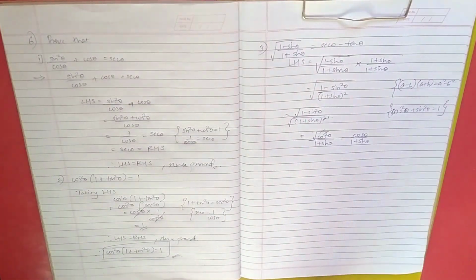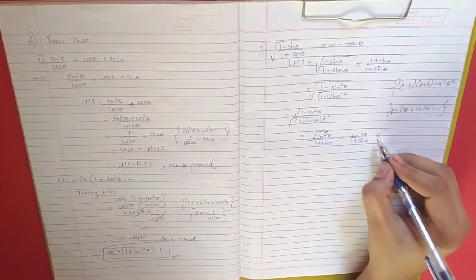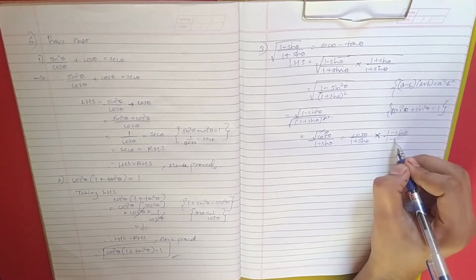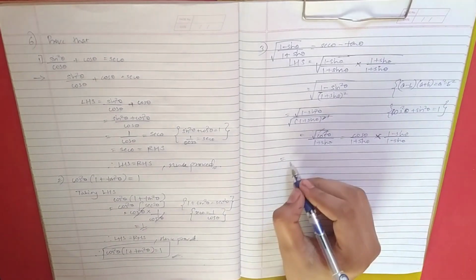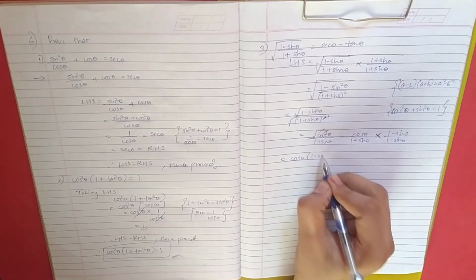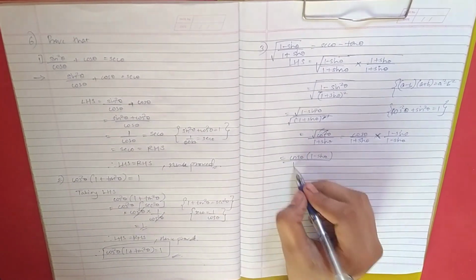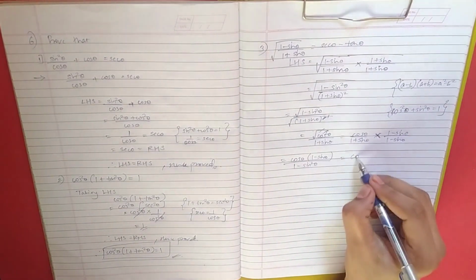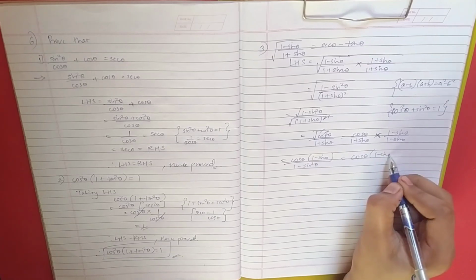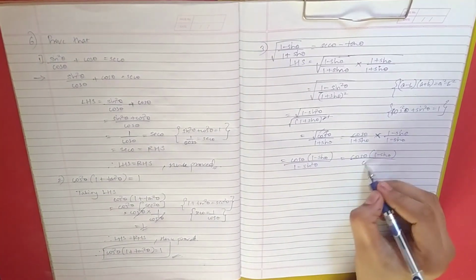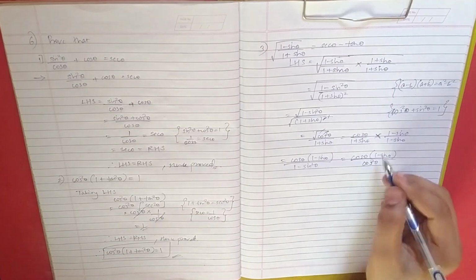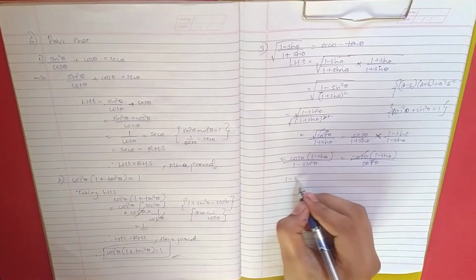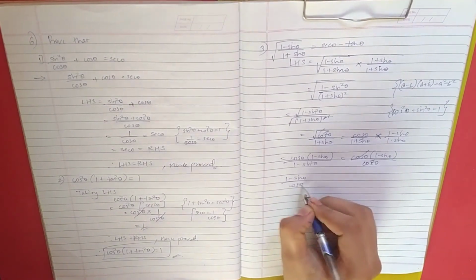Now for bringing sec theta here, we will again multiply by the conjugate of the denominator, so 1 minus sin theta upon 1 minus sin theta. This can be written as cos theta into 1 minus sin theta upon 1 minus sin square theta. So cos theta into 1 minus sin theta. 1 minus sin square theta is cos square theta by the formula of identity. So one cos gets cancelled. So 1 minus sin theta upon cos theta.